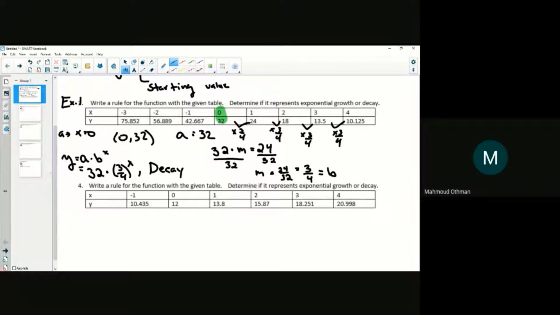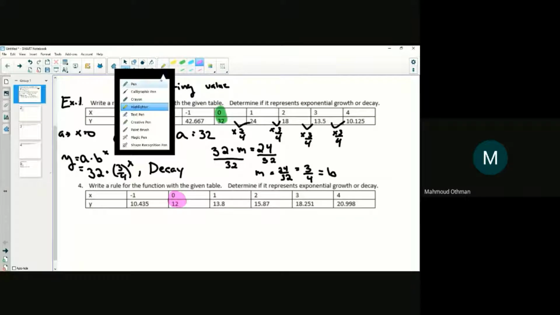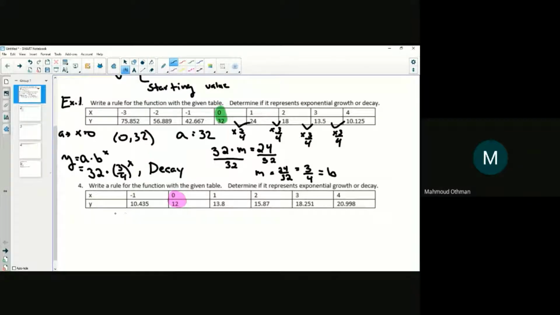Next, write a rule for the function with the given table. Determine if it represents exponential growth or decay. First thing I'm going to do is I want to look for my starting value, which is what my y value is when my x equals 0. So then 0, 12. So I know that my a value, a equals 12.